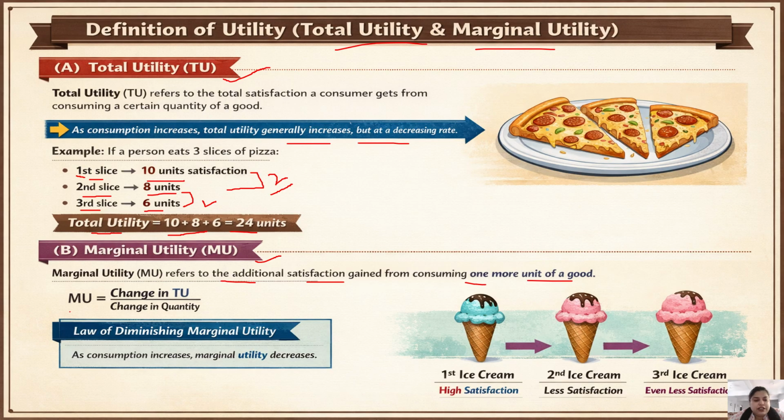So, what is the formula of marginal utility? Marginal utility is the change in total utility divided by the change in quantity. We can write it as change in total utility divided by change in quantity. Now, let's talk about the law of diminishing marginal utility. The law of diminishing marginal utility explains that as consumption increases, the marginal utility decreases.